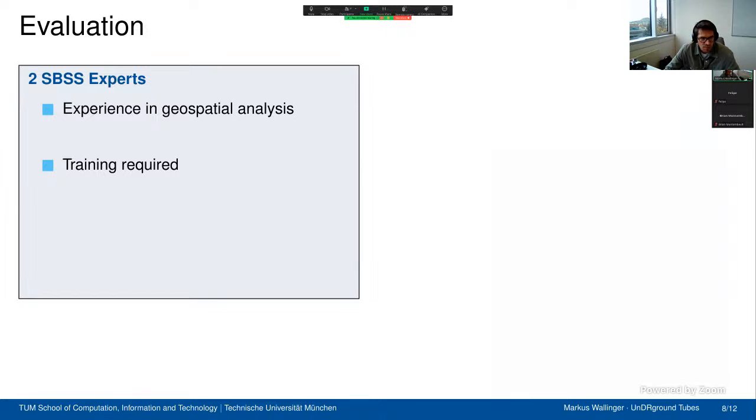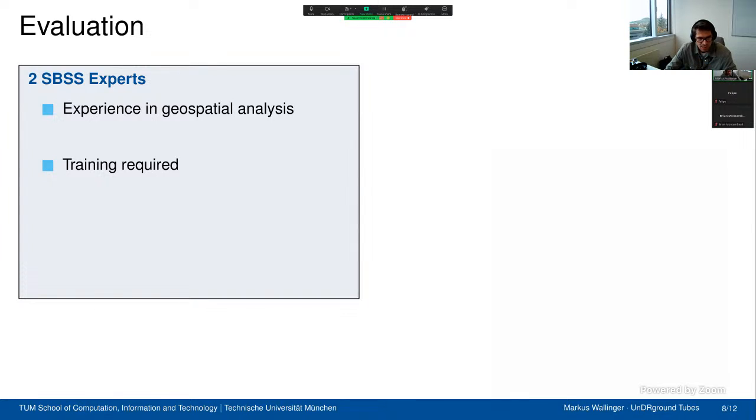Our two experts had years of experience in geospatial analysis. They were used to SPSS. They had their own workflows on how to analyze data sets. And what we did is we gave them a real-world data set and asked them to perform the same analysis process, but now with the help of UnDRground tubes. It required some training, 15 to 30 minutes, to get used to the application.